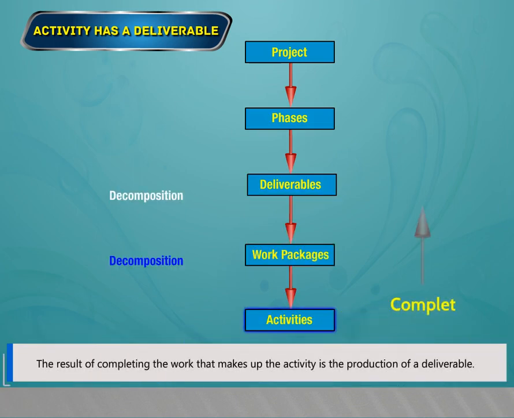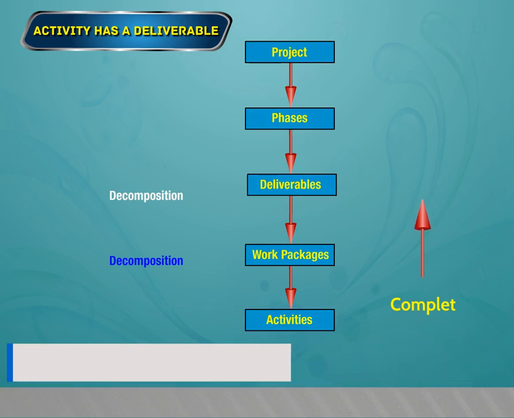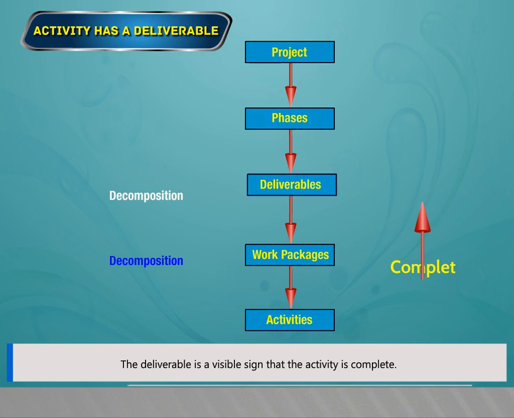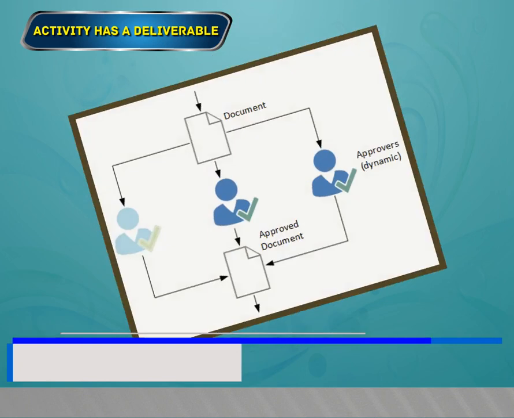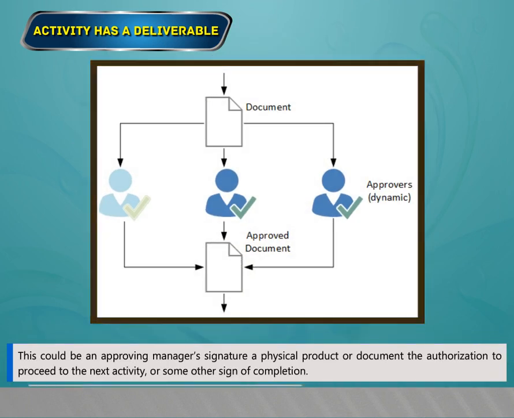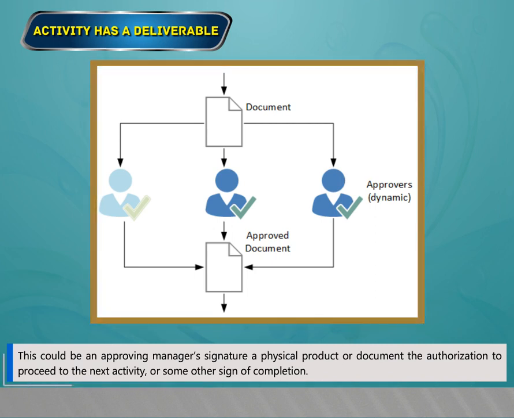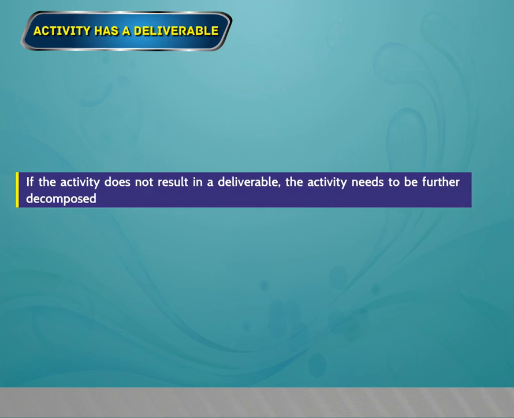Activity has a deliverable. The result of completing the work that makes up the activity is the production of the deliverable. The deliverable is a visible sign that the activity is complete. This could be an approving manager's signature, a physical product or document, the authorization to proceed to the next activity, or some other sign of completion. If the activity does not result in a deliverable, the activity needs to be further decomposed.